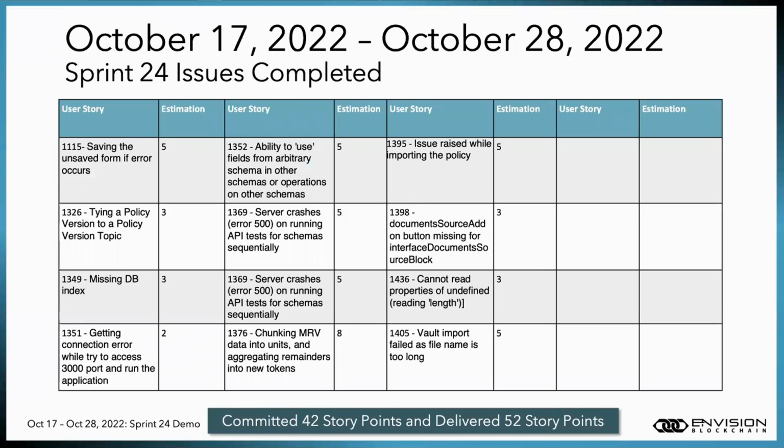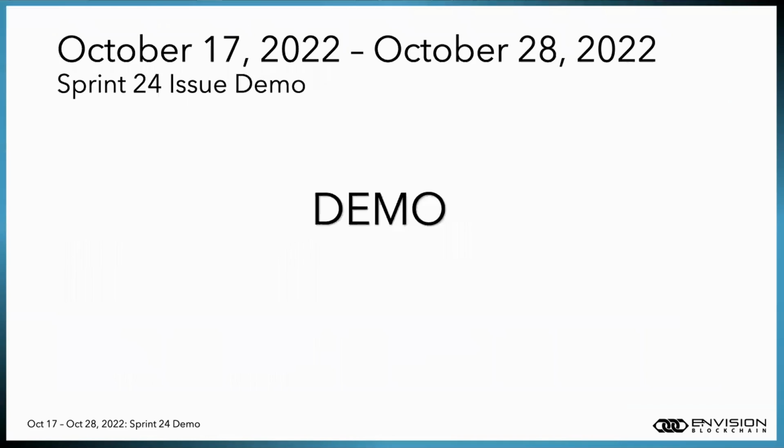So just an overview of what we covered in Sprint 24. In Sprint 24, we committed to 42 story points and delivered 52 story points. These story points include some of the requests from the community as enhancements, which are 1326, tying a policy version to a policy version topic, 1376, chunking MRV data into units and aggregating remainders into new tokens, and 1115, saving the unsaved form if error occurs. We also included some of the bug fixes, which are 1349, 1351, 1369, 1395, and so forth. Now let's look at the demo of Sprint 24.